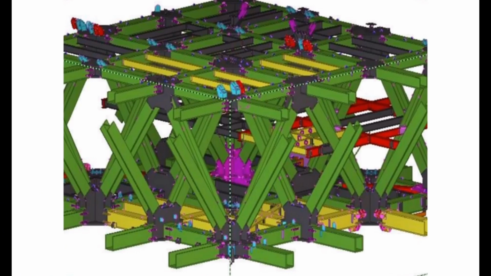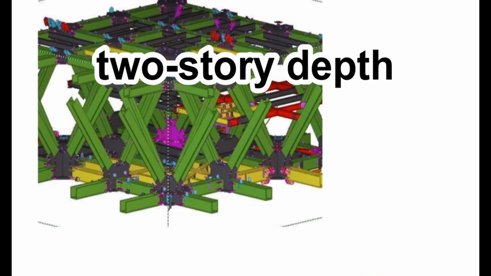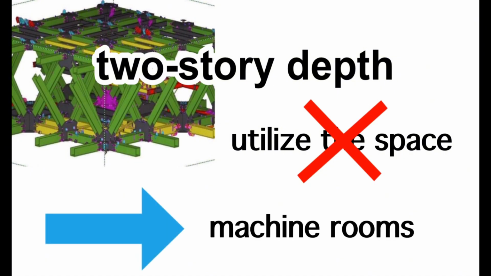Transition trusses usually consist of two levels of depth, which makes it difficult to utilize the space and the floor. Therefore, CCTV headquarters mainly used machine rooms, which are spaces that are not used by most people, as outriggers. As a result, the CCTV headquarters has a vertical core instead of the tilted core.